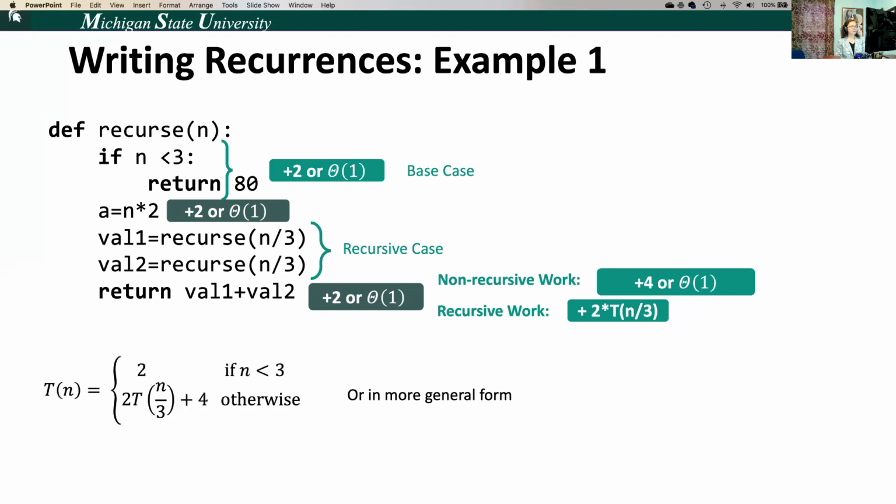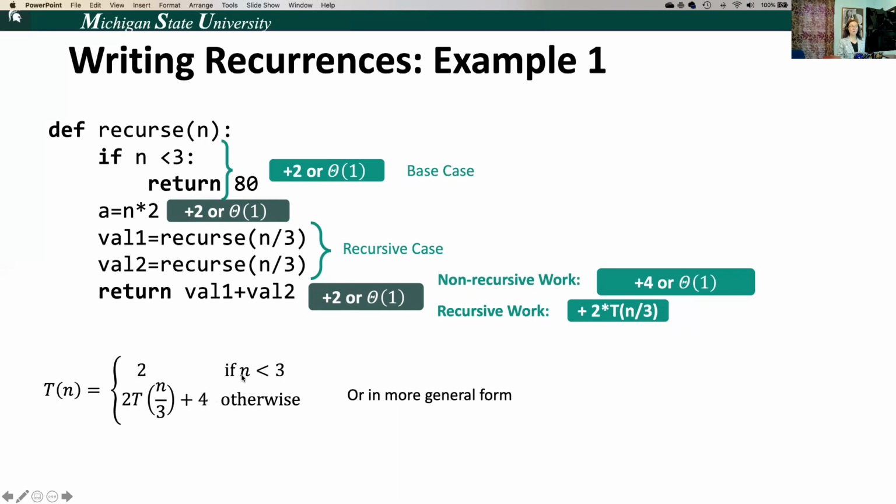Okay. So if I were to write it with the constants, 2T n over 3 plus 4, where did that 4 come from? There is this multiplication that happened. It's 2. And then there is this addition with the return that's 2. 2 plus 2 is 4. So that's where the non-recursive work is being represented. This is my recursive work with 2 consecutive calls with n over 3. And this is my base case when n is less than 3.